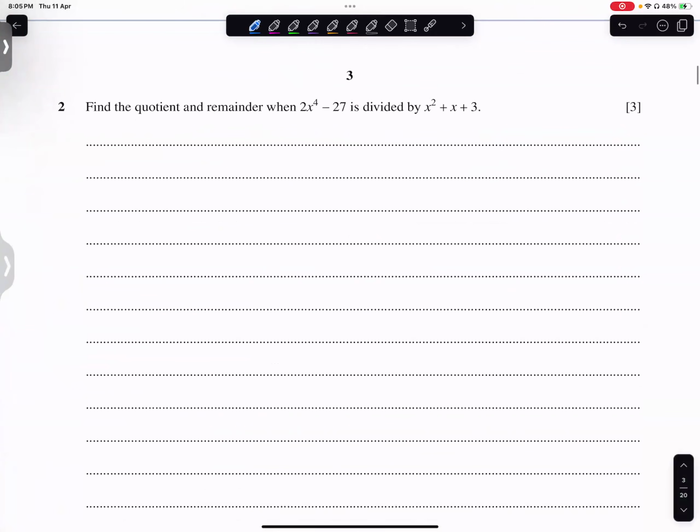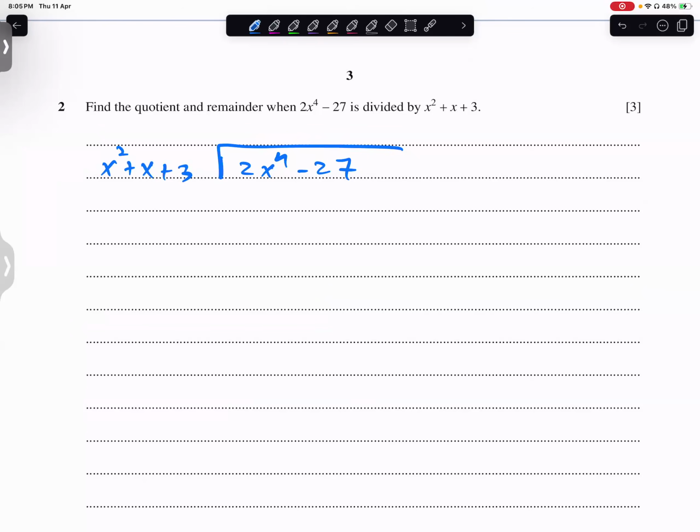Next question is from the polynomials. Find the quotient and remainder after long division. So let's write 2x^4 minus 27 inside, and then x^2 + x + 3 outside. Let's multiply it with 2x^2. So you will get 2x^4, 2x^2 times x will be minus 2x^3, and then plus 6x^2. Now subtract it.